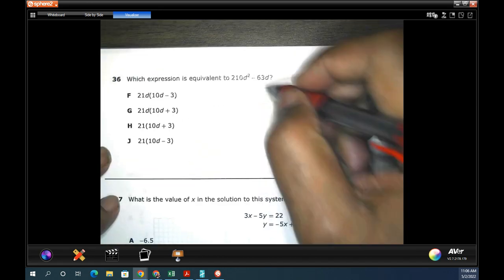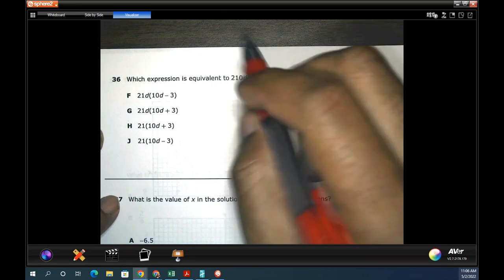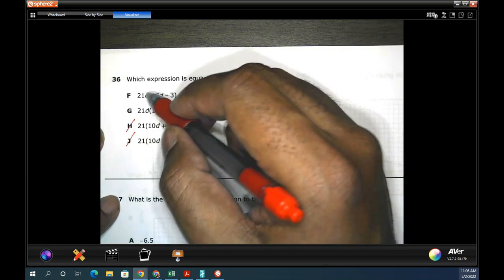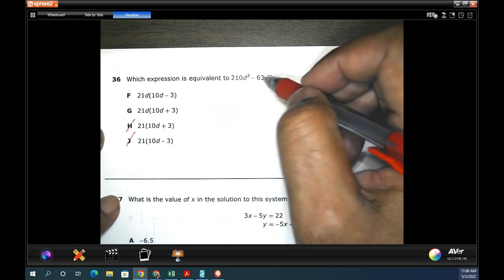This one here, you're just distributing. 36, 210d squared. Here's what I would do. These two would be out right there because you wouldn't get d squared. It would be this one because 63 is negative.